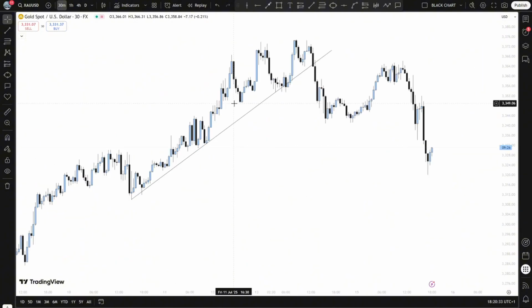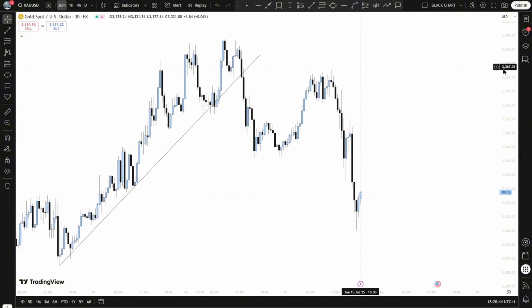Now, there are multiple types of traders with different types of trend line strategies. There are trend line break and retest traders, and there are also third trend line bounce traders. For me, I trade the third trend line bounce. Now, what do I mean by a third trend line bounce?